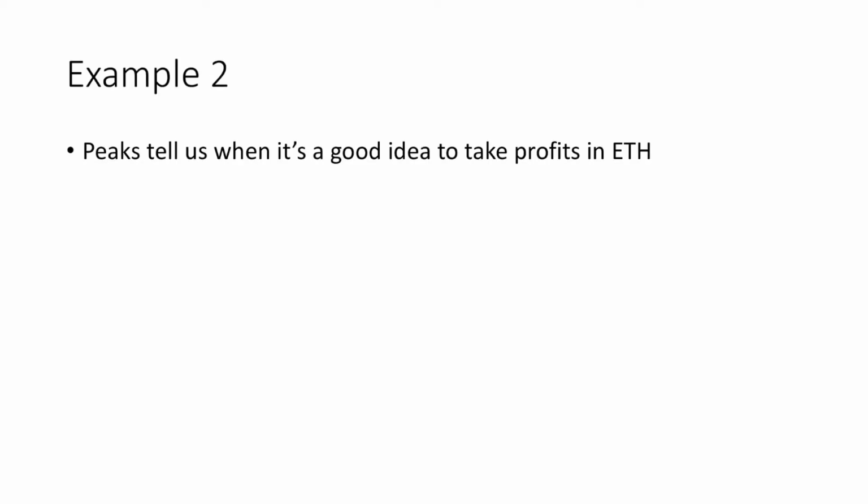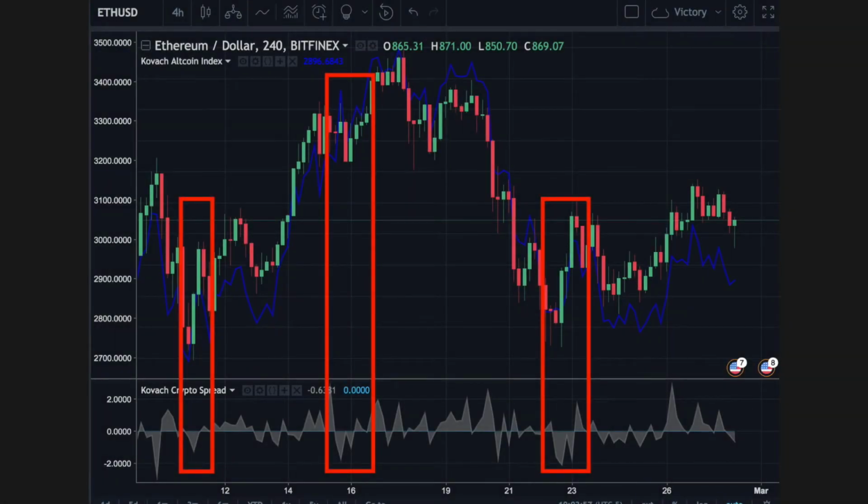In the next example, we'll look for peaks to the downside, or valleys, to determine when it might be a good idea to take profits in Ethereum. As you can see, valleys or low points in the crypto spread indicator correspond with places that either the price of Ethereum peaks or it inflects for a bit. Either way, these might be good places to take profit.